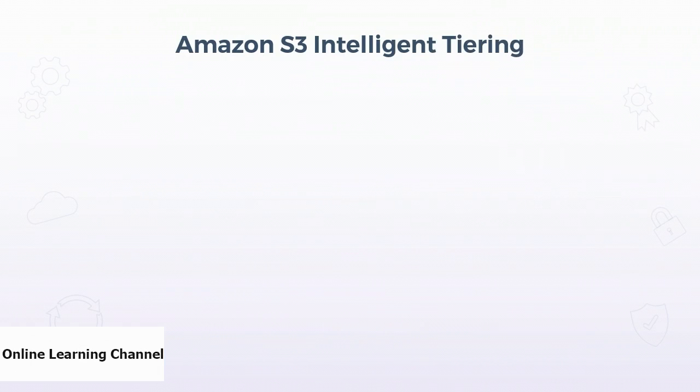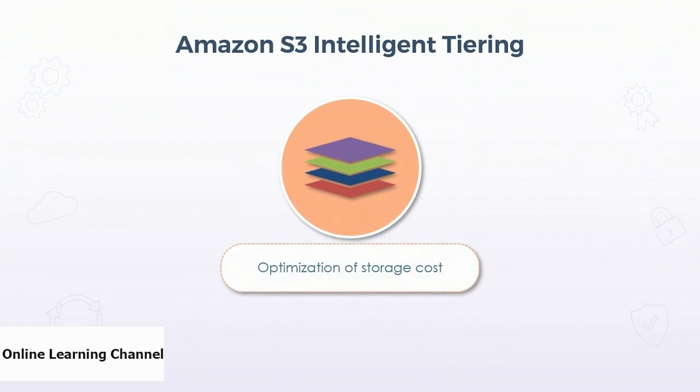S3 has an intelligent tiering system which enables users to optimize storage costs by automatically moving objects between access tiers based on access patterns. Once objects are uploaded to S3 intelligent tiering, it monitors access patterns and moves objects to tier structures based on frequency of usage as well as storage costs.